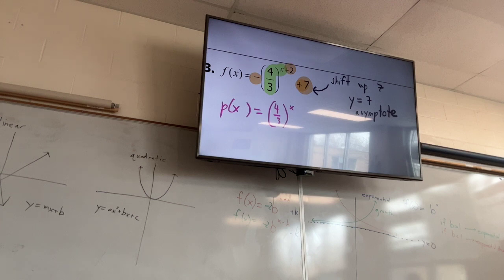Four thirds to the x is the parent. Yeah, that's one of the answers. That's the first part. The answer for the second part is these little descriptions.